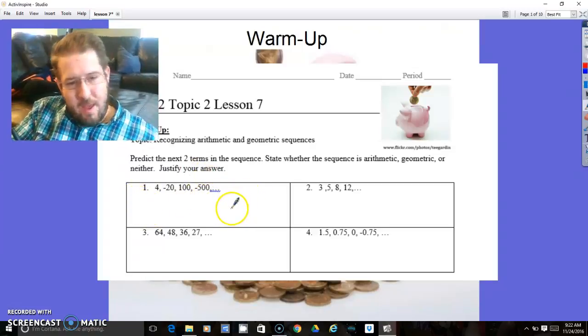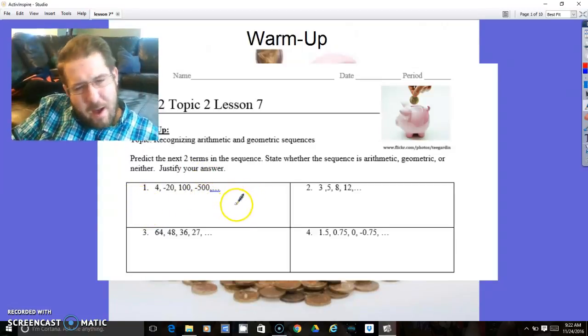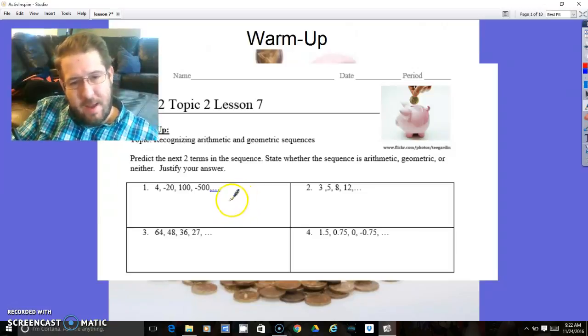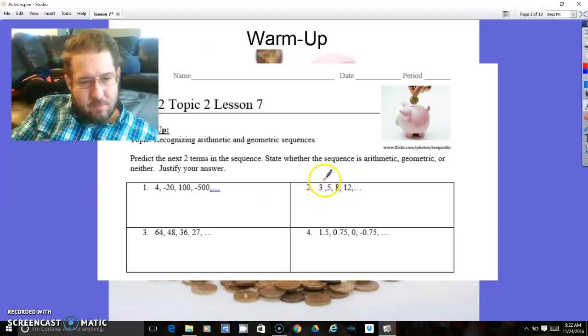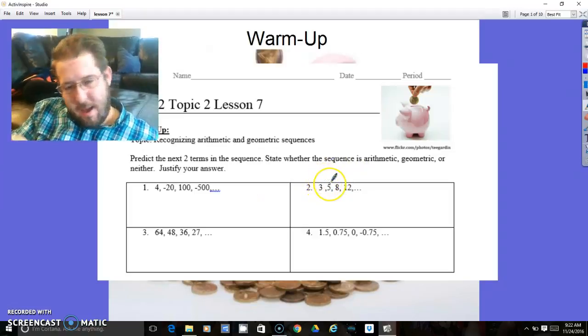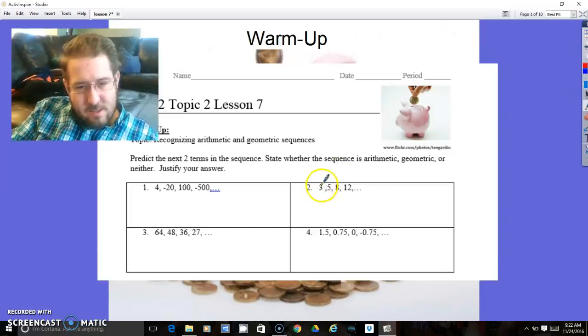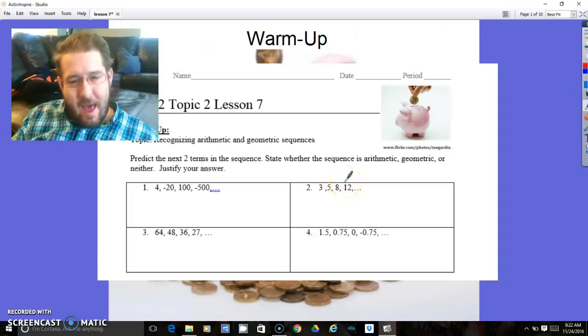The next number would be, what is that, 5? That would be positive 2500. Then multiply that by -5 again, and that would give you the next term. I'm not going to write it in here because I'm sure you can hear me. I'm just going to tell you what the answers are. So the next one is +2, +3, +4. So that is neither. That's not an arithmetic sequence because it is not adding the same number each time.